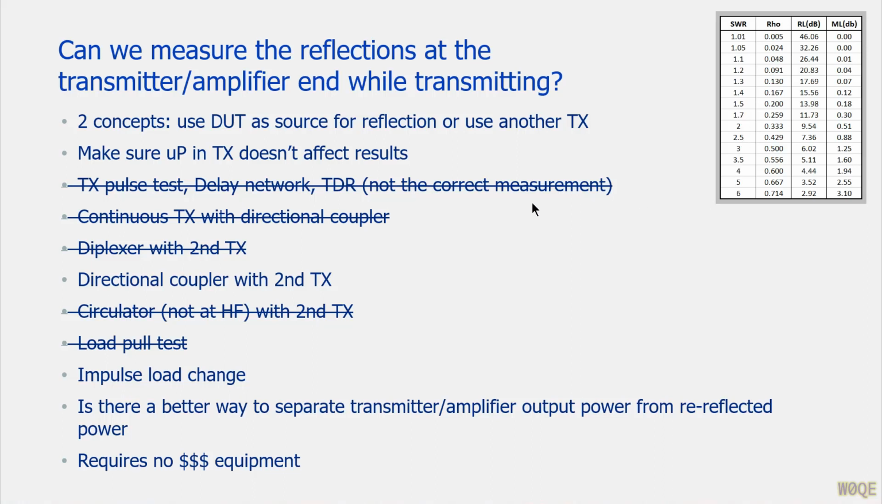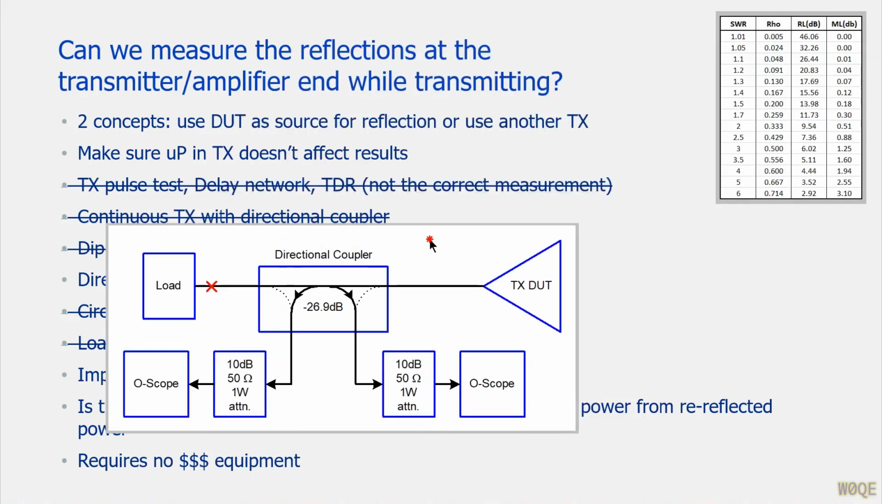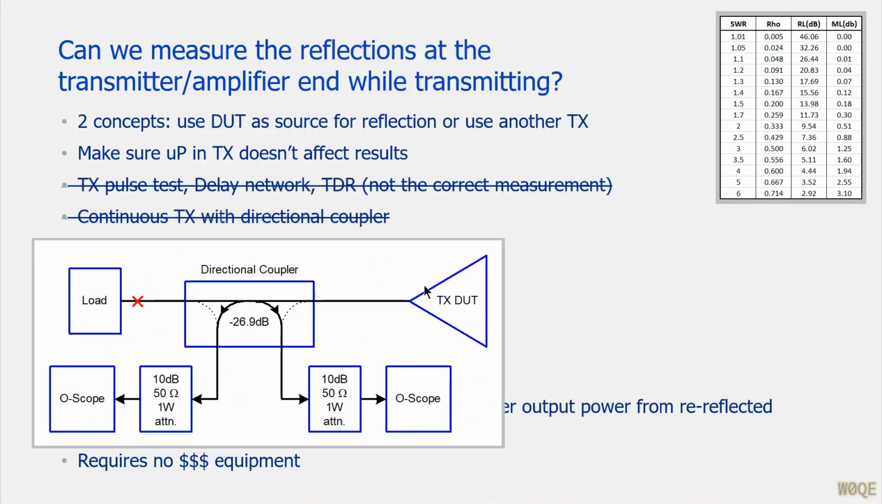So I'll try to use reflection coefficient mostly. Then I thought about perhaps a continuous transmission from the transmitter with a directional coupler. And that would be something like this. We've got the transmitter under test. We have a directional coupler in here that I showed how it worked in the last video. We have a load out here. This load is not a 50 ohm load, and ignore the X for the moment. It's not a 50 ohm load, but it allows some amount of signal to come out here and a percentage of it to go back.